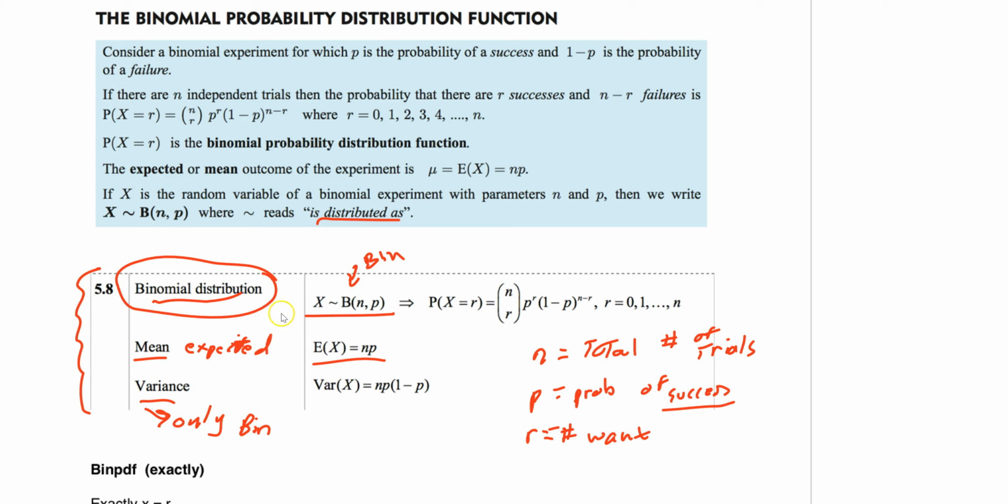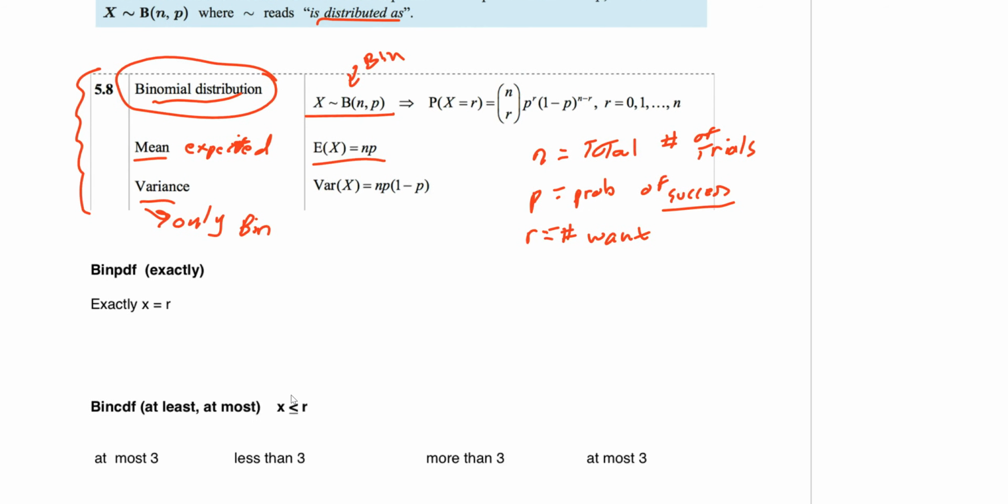If it's a binomial distribution, we're going to need to find 3 things. We're going to need to find n, total number of trials. We're going to need to find P, the probability of the thing we want. We're going to find R, the number of stuff we want. A lot of times they give you all this, you just got to know how to plug it in. So now let's talk a little bit more about how to use our calculator to do this.